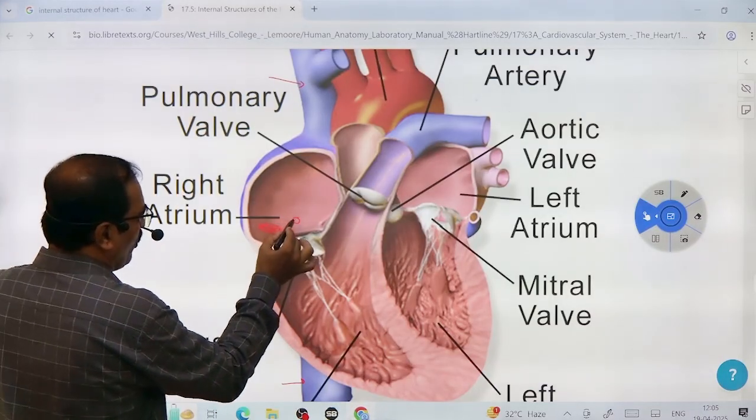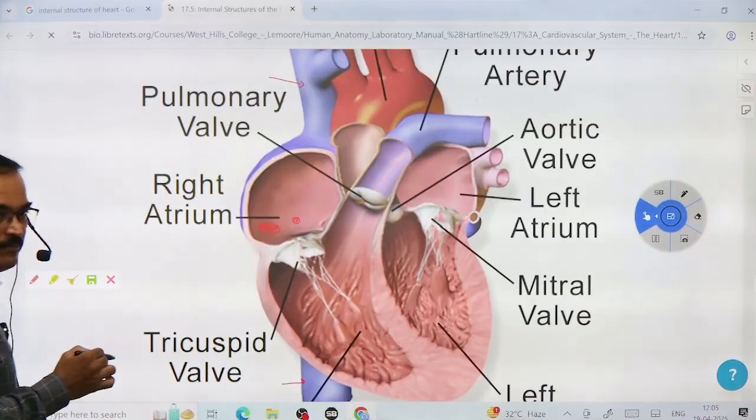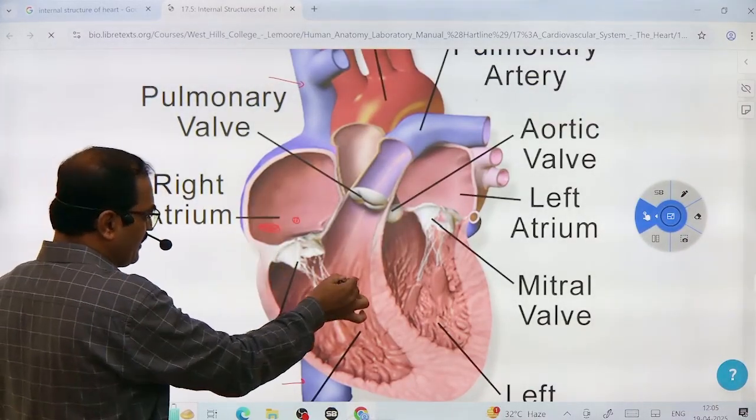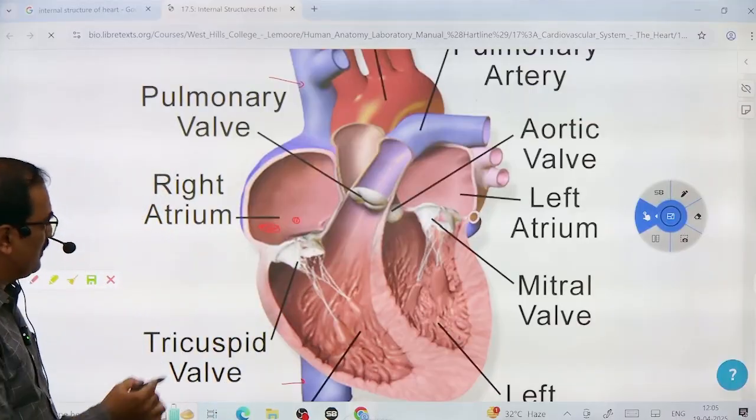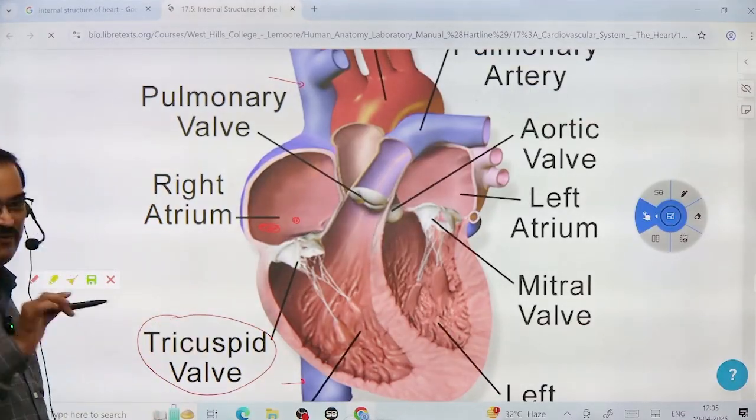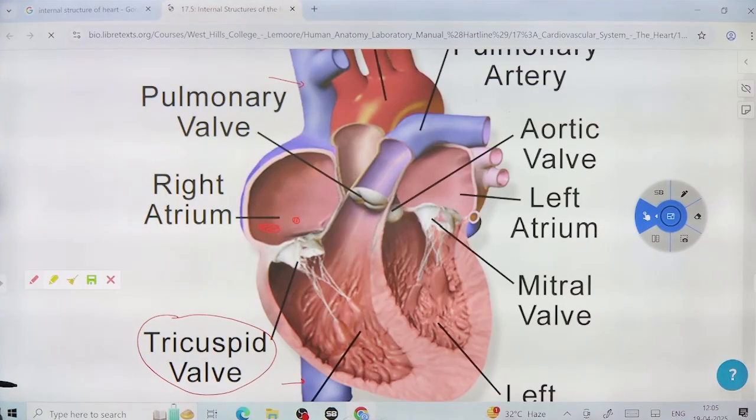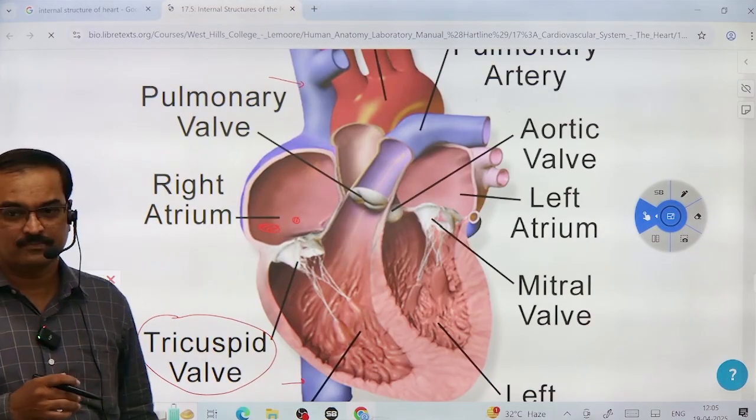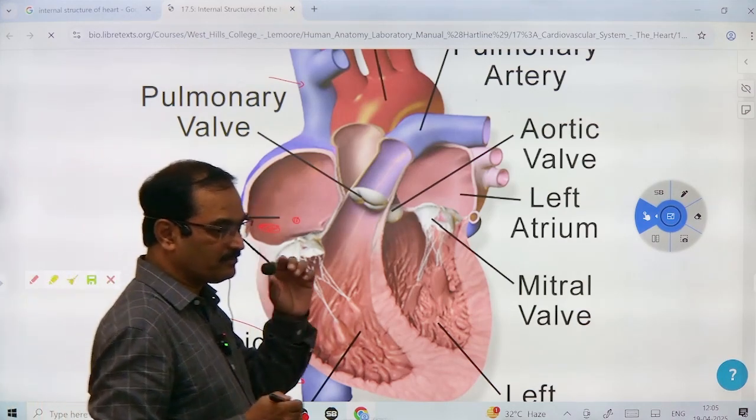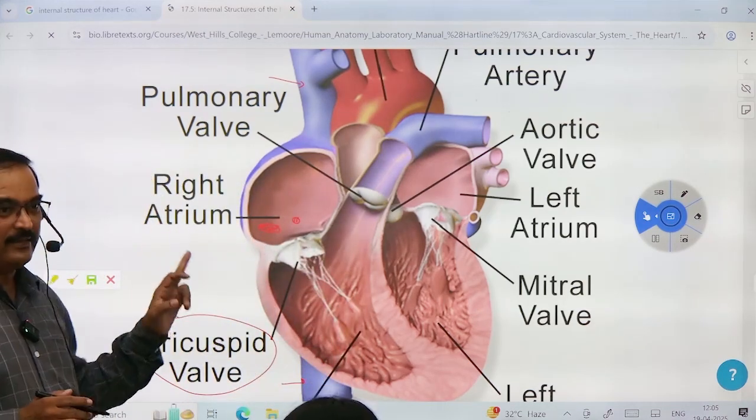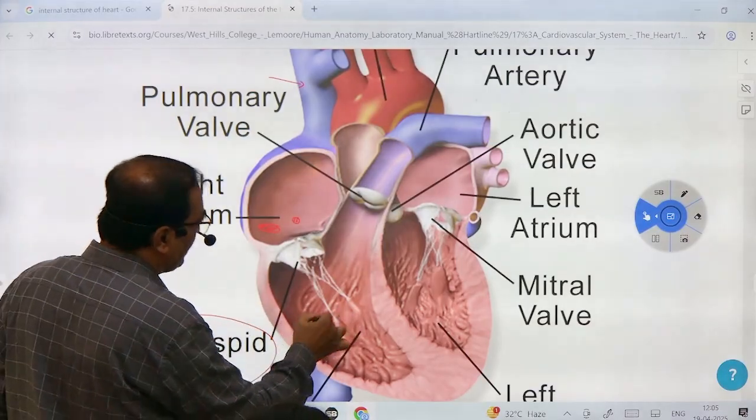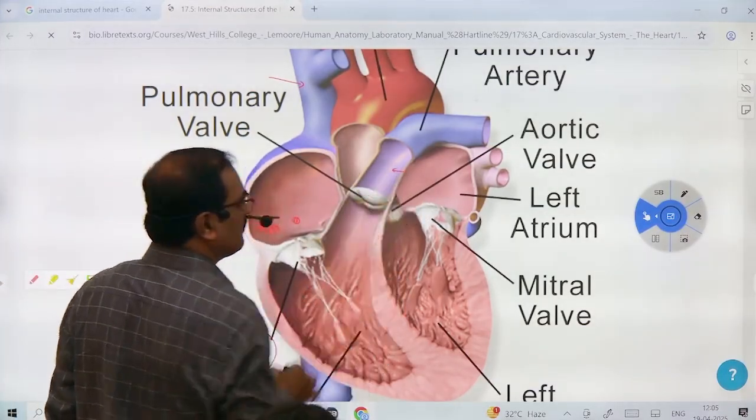What is the name of the wall present on this? Thebesian wall. Okay. Then from the right atrium blood enters into the right ventricle by opening which valve? What is the other name of the tricuspid valve? Right atrioventricular valve. Okay.